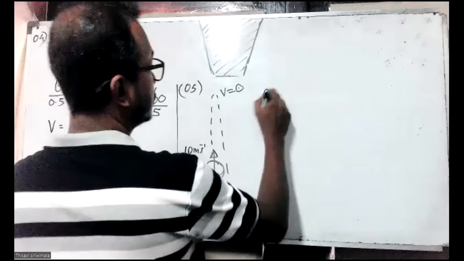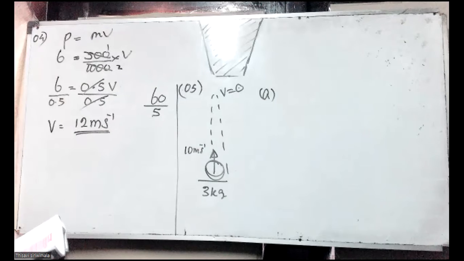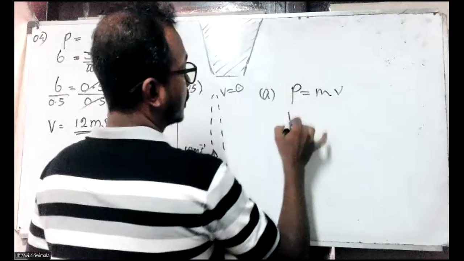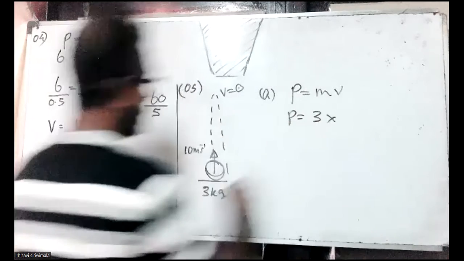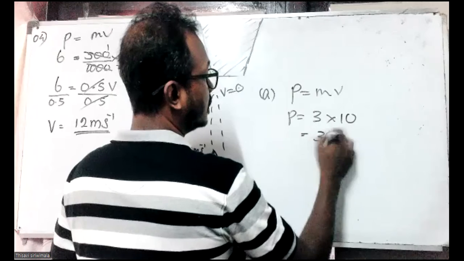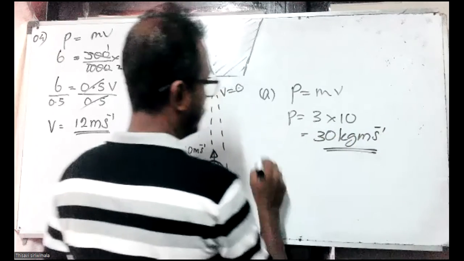A part. What was its momentum at the moment when it was projected? So the starting point, P equals mv, P equals mass 3 kg, starting velocity 10. So your answer will be 30 kgms minus 1.